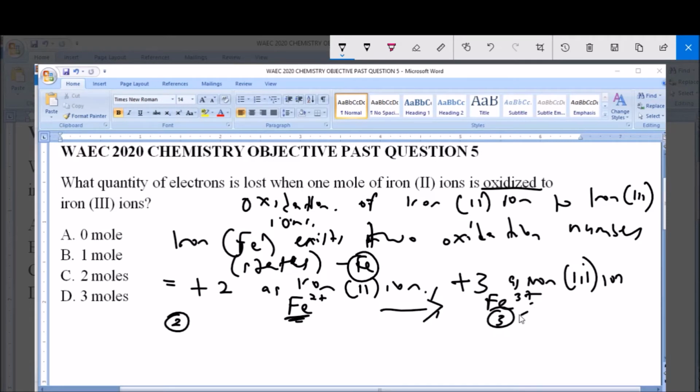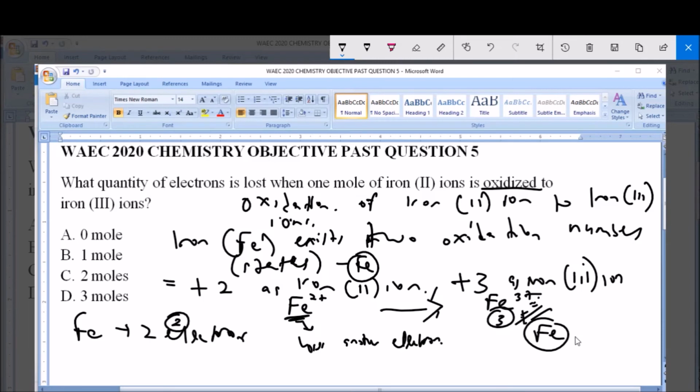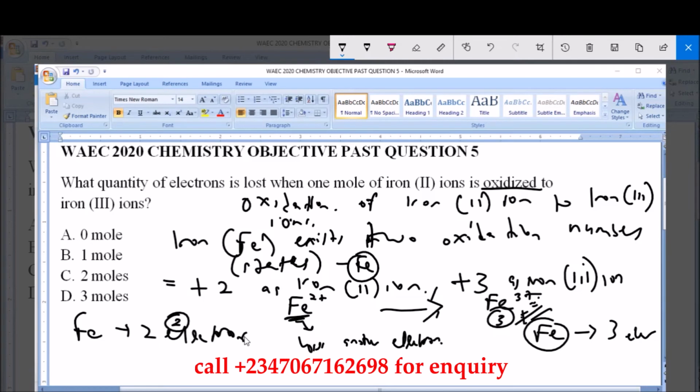And how that can happen is if it loses another electron. So iron 2 is formed when the iron atom loses 2 electrons, while iron 3 is formed when the iron atom loses 3 electrons. So in order for this to happen, that is in order for iron 2 to be oxidized to iron 3, what you have looks like this.